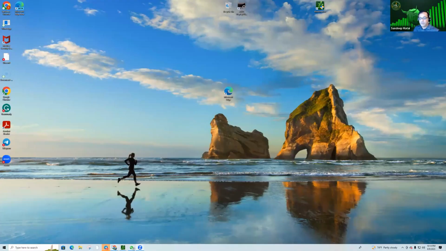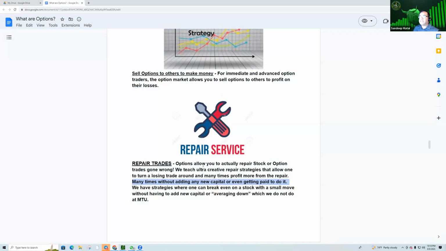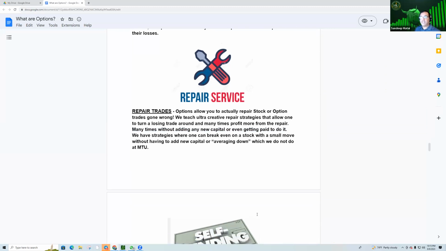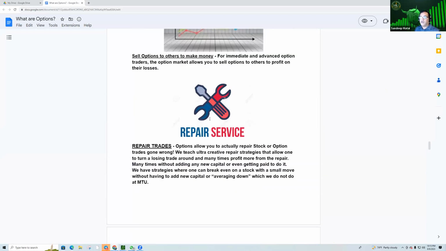So that's the beauty of MTU, is that no one else is going to teach you this stuff. Trust me, I've been around for a long time and have learned this from others, amazing traders. So we have strategies where you can break even with a small move without adding new capital, without averaging down. We don't encourage averaging down because it's all garbage. Remember that. All stocks are garbage. Treat them that way, and work with them and take your money out of them and move on. So repair service is going to be a big part of our teaching as well.